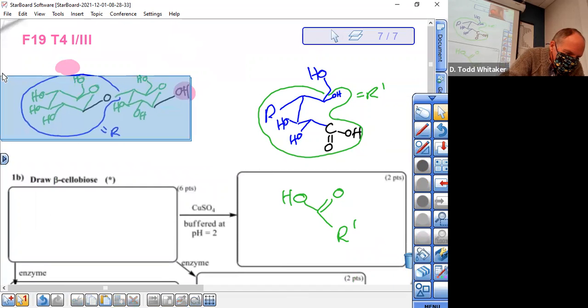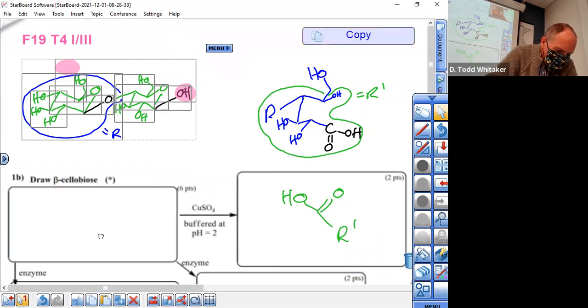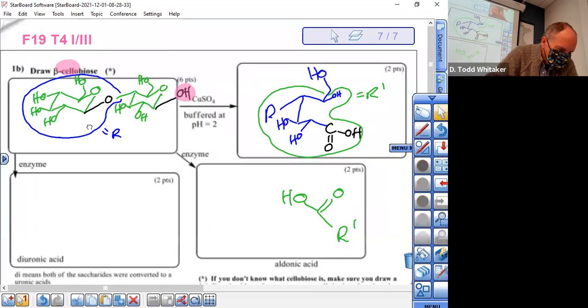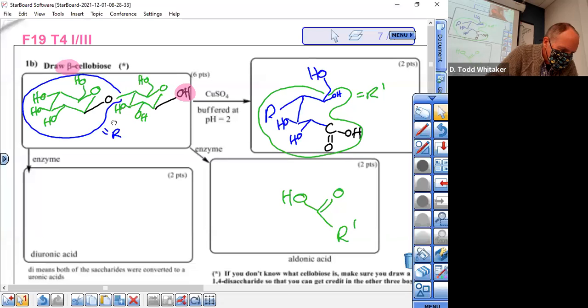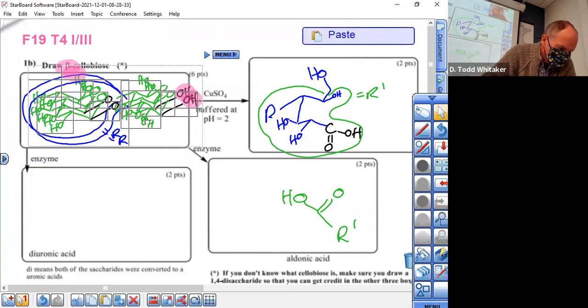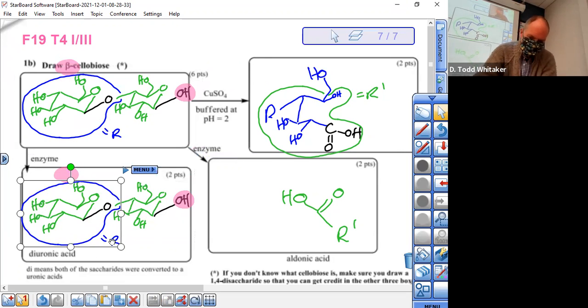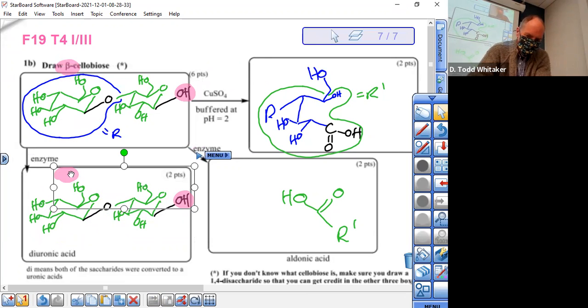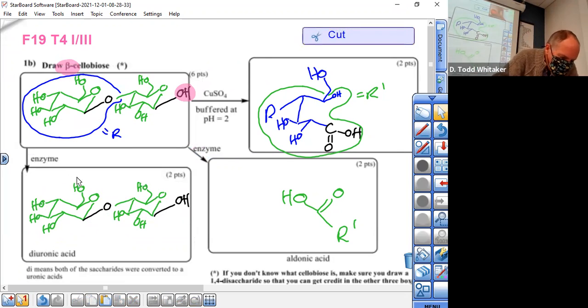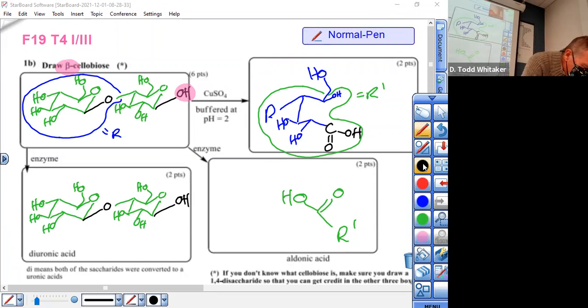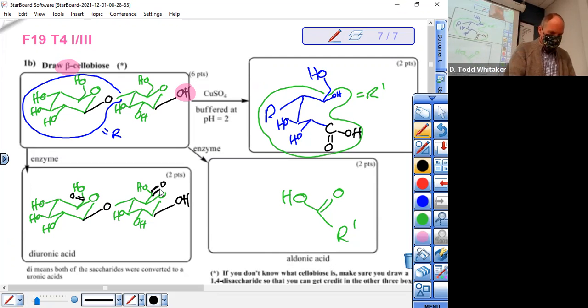That's one way. Now I got to be careful. There's the beta. Worked out pretty well. Diuronic acid means both of these. Diuronic acid. Well, uronic is only carbon 6. So it's not going to look pretty. That one looks prettier. Carbon 6 became a carboxylic acid in both of those. Okay.